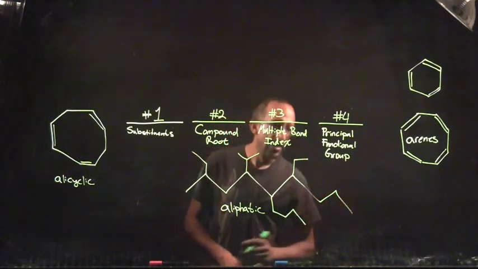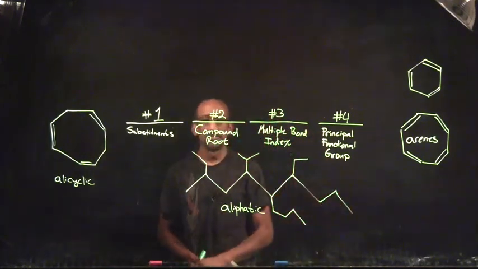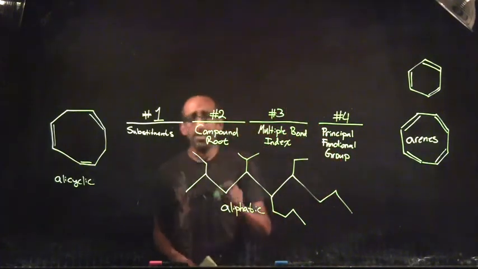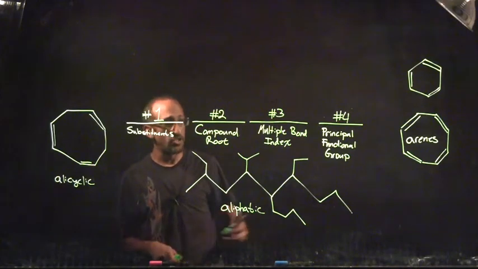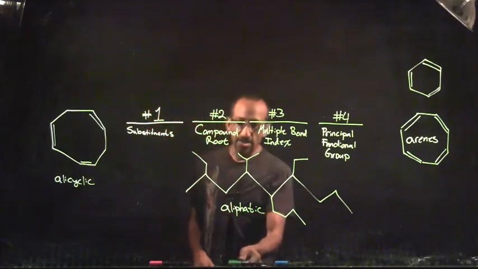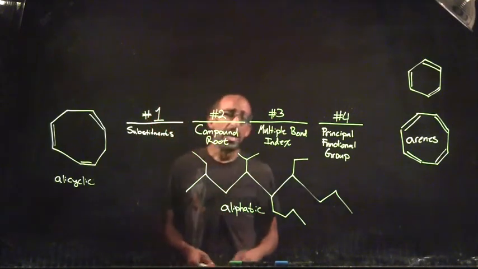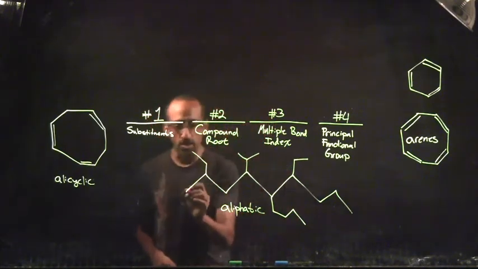Right? So now we've got lots of carbon substituents, and we've got different chain pathways that we can go through. So we need to find the longest continuous chain. And so really you have to just pick a starting point, right? Having drawn this myself, I'm going to start over here.